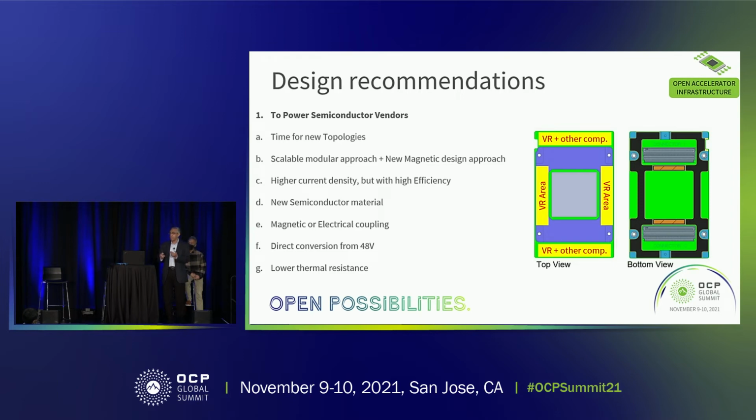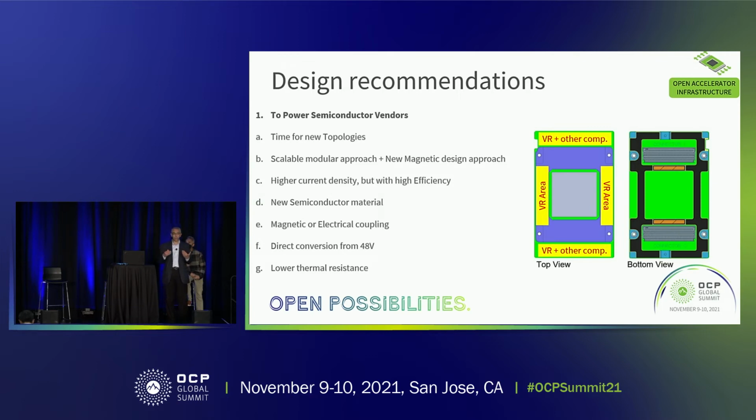So we need to look for a scalable topology. Buck has been used for a long time, and yes, the ecosystem is available, but it's time to look for a different topology. Why don't we start looking for a direct conversion topology, taking 48 directly to 1 volt or sub 1 volt? The ecosystem is available for buck and for two-phase because it's working for the CPU motherboard, but for the OAM, we need to look holistically now.